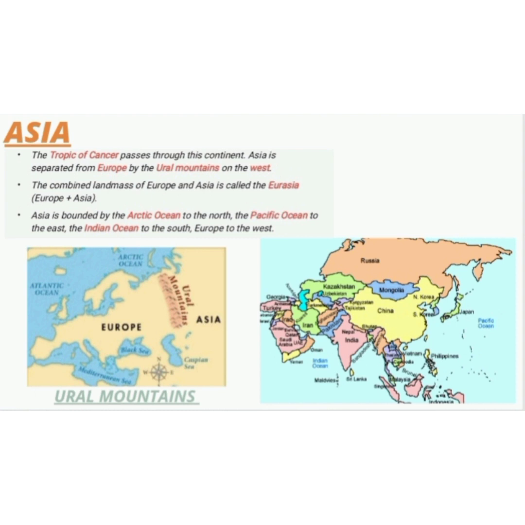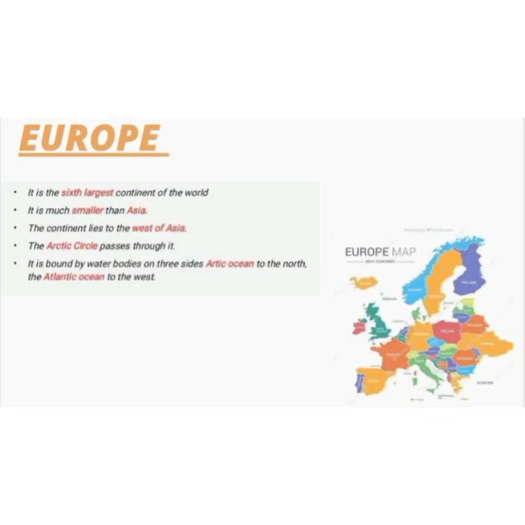Now you see that the combined landmass of Europe and Asia is called Eurasia. That means Europe plus Asia. And Asia is also bounded by the Arctic Ocean to the north, Pacific Ocean to the east, and the Indian Ocean to the south, and also Europe to the west.